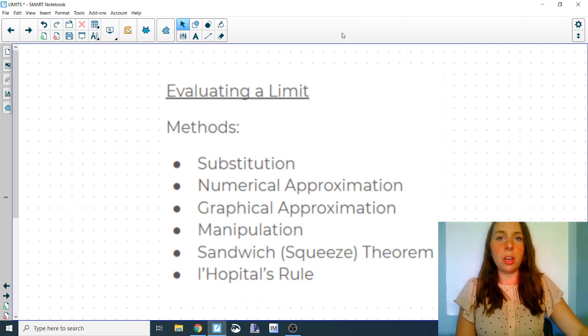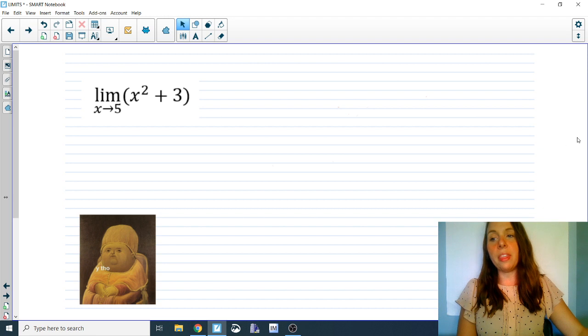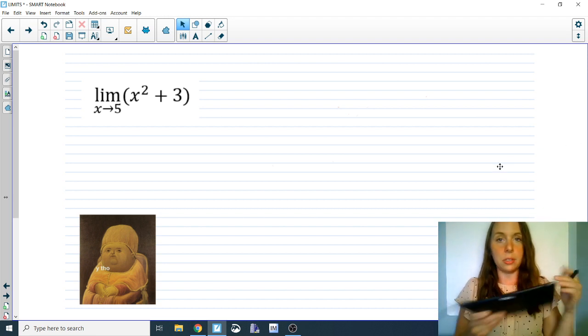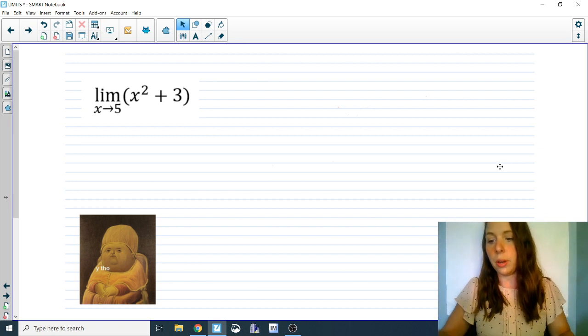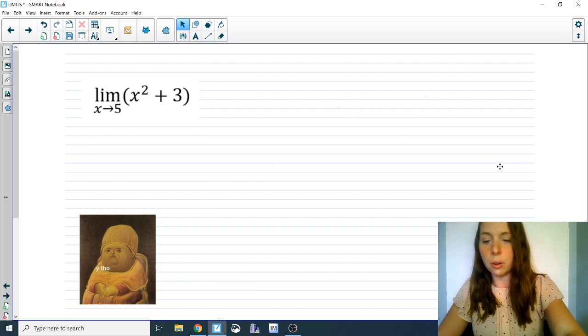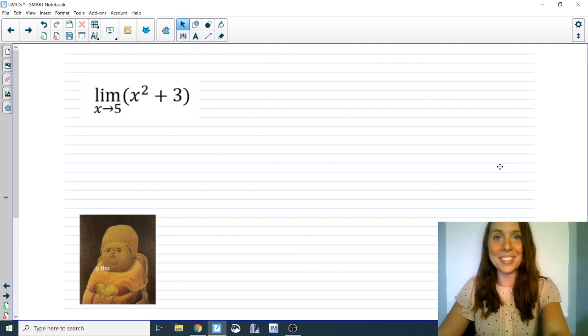But as I talk about them again, I'm always going to go back to, I want you to understand the concept of what you're finding when you evaluate a limit. Okay, so let's start with something very simple. And this is where I go away because I have to use this thing to write, and I'm super awkward at it still. I also apologize in advance for my writing. We'll see how this goes.